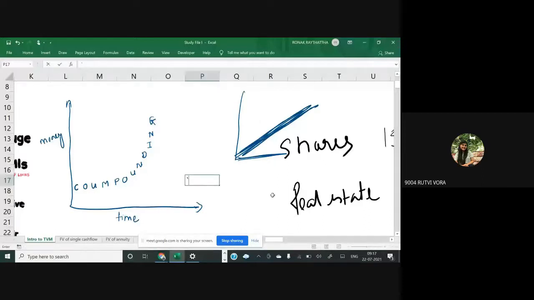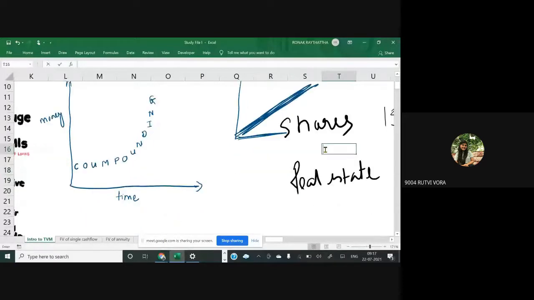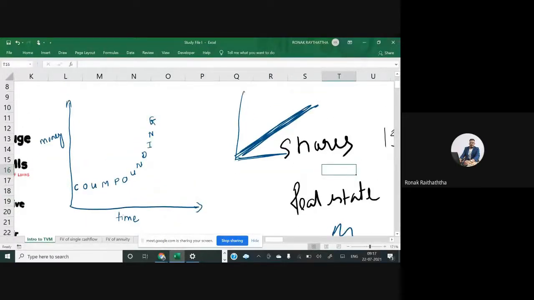The curve indicates that there is a constant increase in the value of money, but after a certain period of time, it stops increasing further. Oh my god, you told the exact reverse, Rutvi.